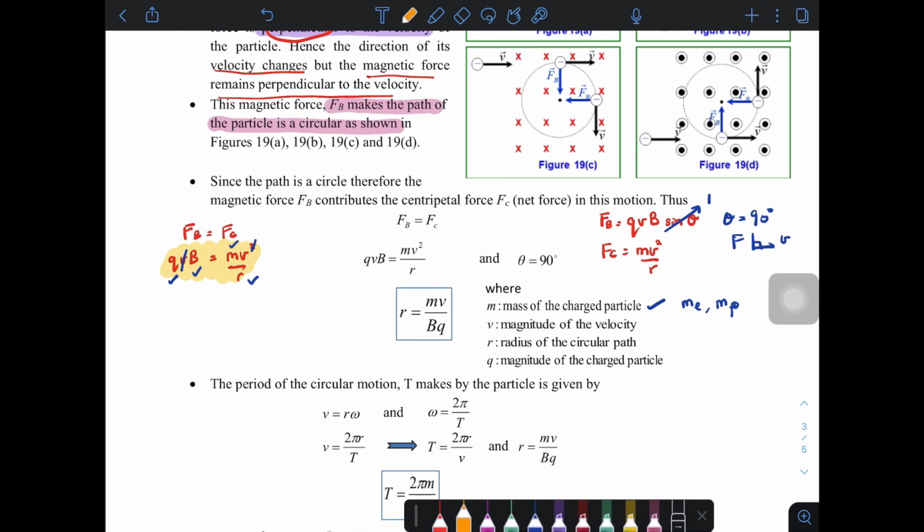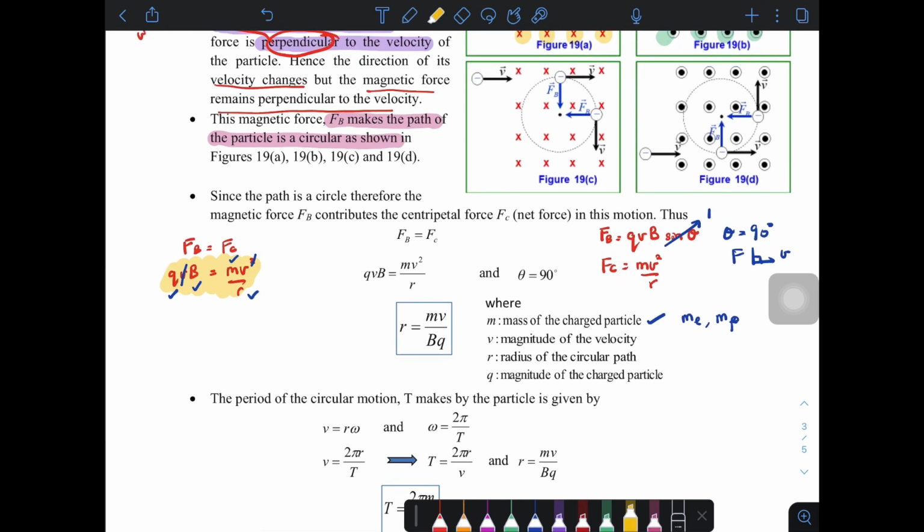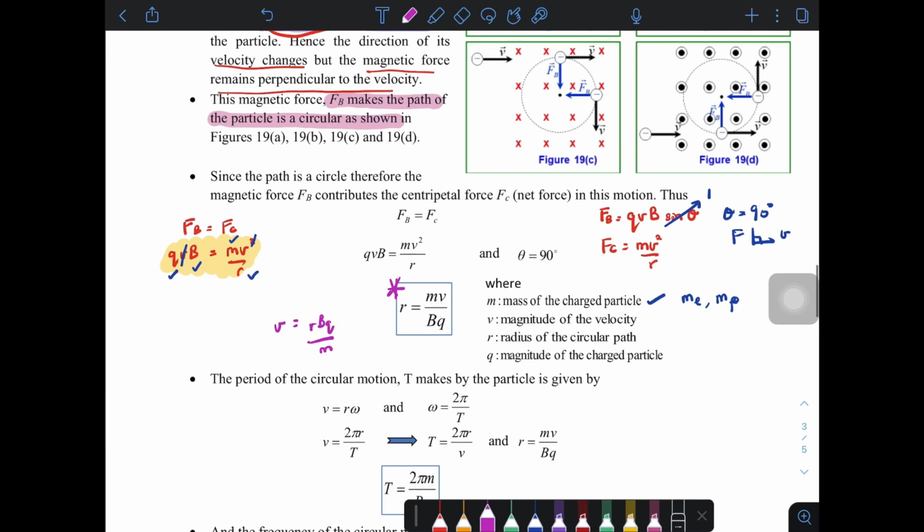Kalau soalan nak radius, you boleh susunkan you punya equation ini menjadi ini. Kalau dia nak radius. But if the question want the velocity, you boleh susun sahaja. V is equals to R BQ over M. So, just rearrange this equation untuk mendapatkan apa yang soalan nak. Okay. And then, disebabkan dia membentuk satu bulatan, dia akan ada period.